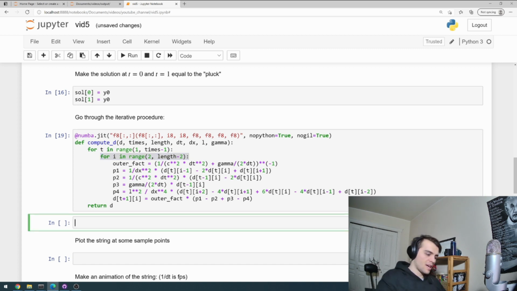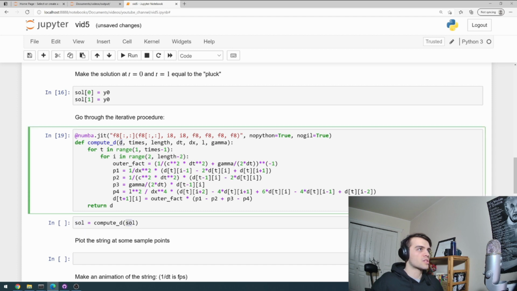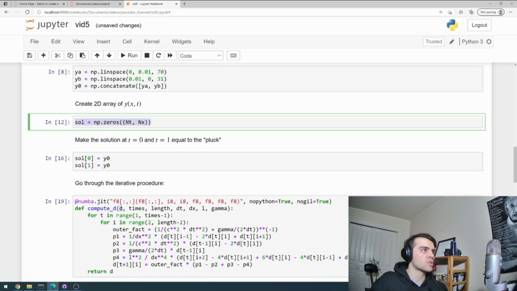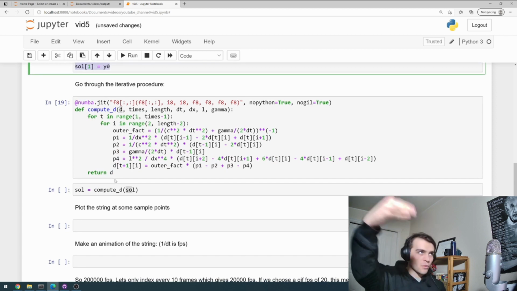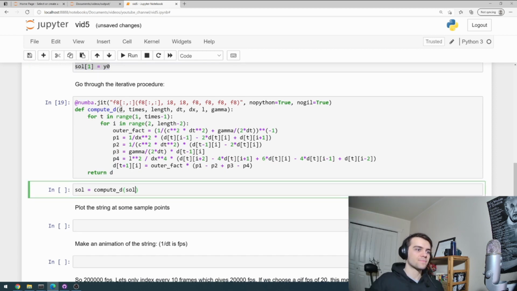And watch this. Immediately solved. So I pass in solution, right? I'm saying sol equals compute d sol. So sol is the first argument. Sol was sort of empty. I filled it up, and now it's going to modify it more and more until it's done, right?